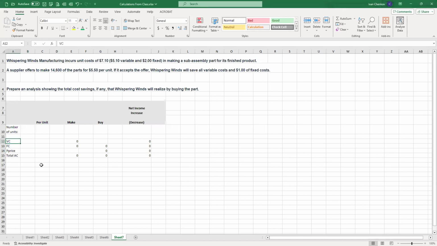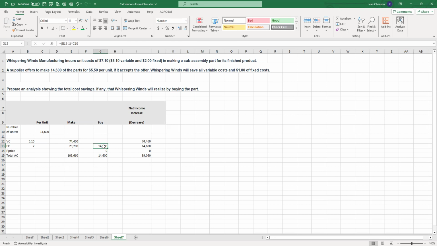Now, what do you have to do? Variable cost is the first. The number of units that we're making is 14,600. Now, for the manufacturing cost, the variable cost is 5.10. Fixed cost is $2. Let's put the number of units here, 14,600. So the variable cost will be that much, and the fixed cost will be that much. That's if we make it.